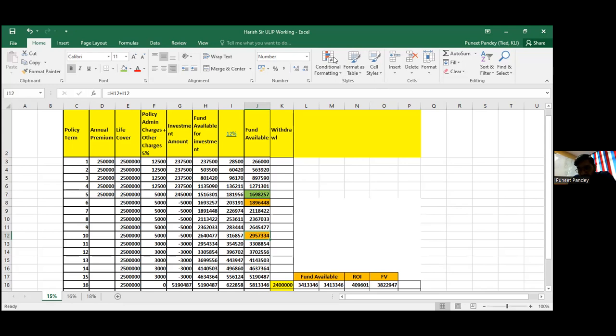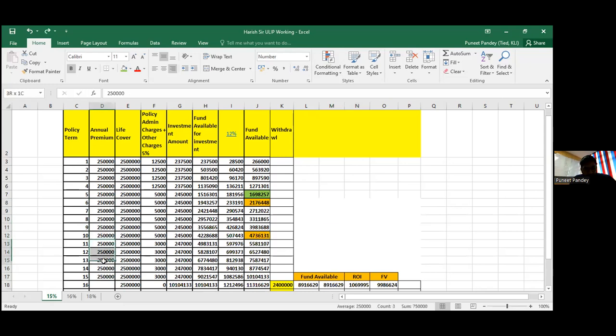The year your fund value exceeds the sum assured, there is zero mortality charges. Okay, sir, got it. So, if expenses come down, insurance charges will come down because of this. Yes. Now you can see, sir, I will do like this.